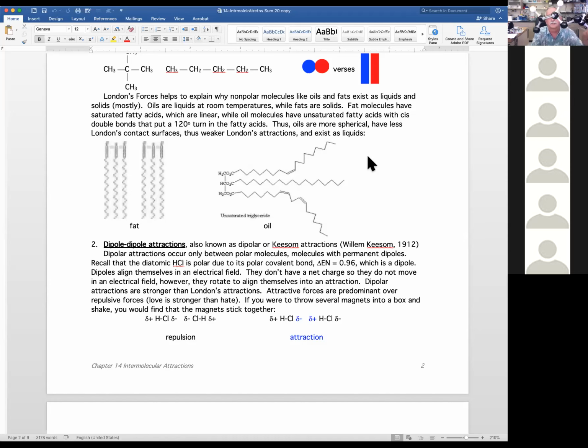If I make it cis, you can see the squiggly bond goes like this, then all of a sudden it makes a big turn. This is a 120-degree turn right here. And that's what you're seeing right here. That's a cis double bond, cis double bond, cis double bond. And so that causes the chains to kink out a little bit and it gets more spherical. And so the molecules that make up oil are more spherical than they are linear.